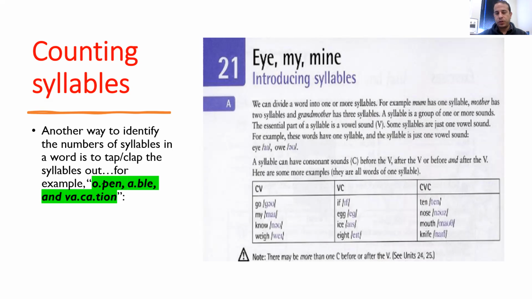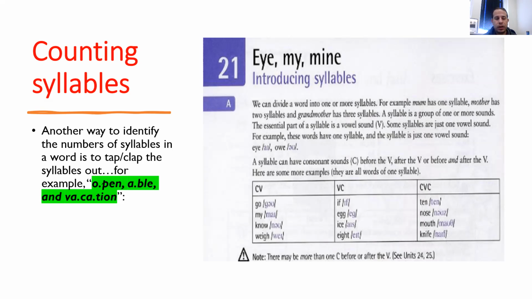Another trusty way of finding out the number of syllables in English is to use the vowel sounds in the word. Count the vowel sounds in a word, and you will be able to tell the number of syllables. For example, let's go for this word. How many syllables do we have in this word? Open. We have two vowel sounds: one, O, and then pen. So here we have two syllables.